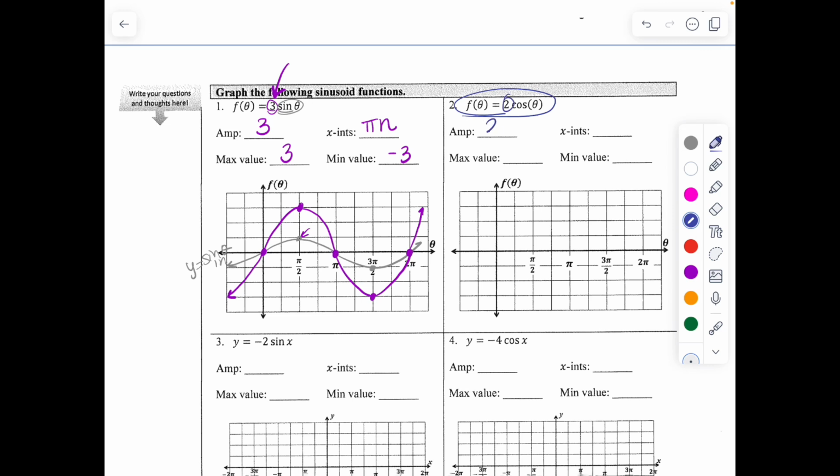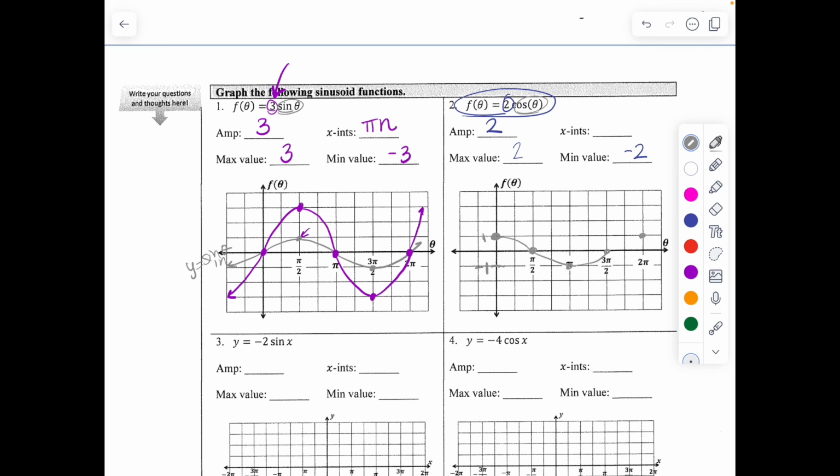So we know our amplitude is 2. Because there's no vertical shift, we know the maximum will be 2 and the minimum will be -2. Let's go ahead and graph 1 cycle of cosine as it normally would be. So we know our maximum and minimum happen at 1 and -1. So cosine starts at 1, at pi over 2 it's 0, at pi it's -1, 3 pi over 2 is 0, and 2 pi is back at 1.